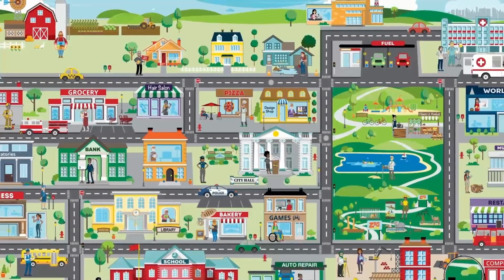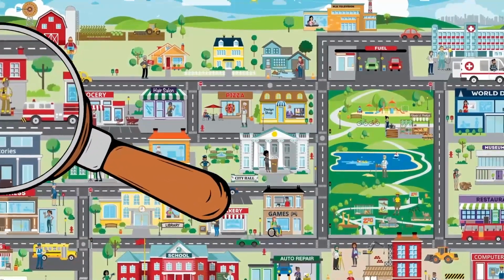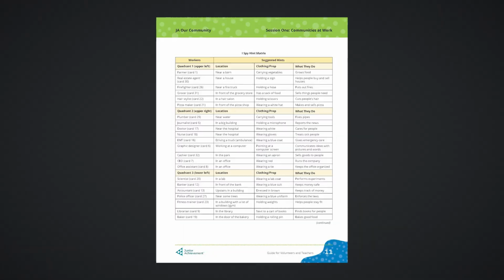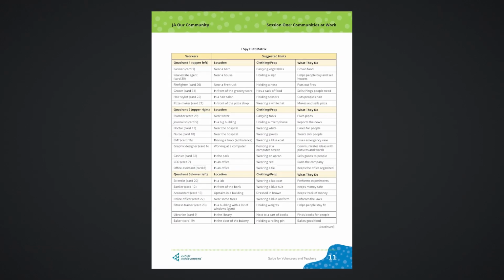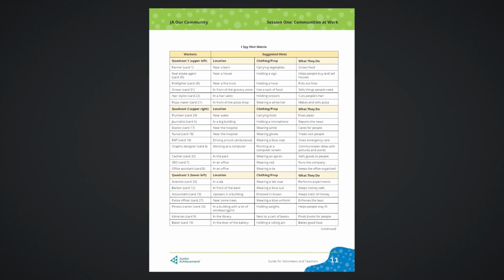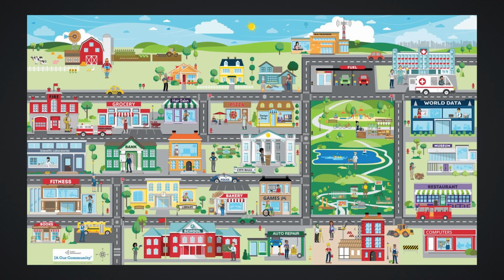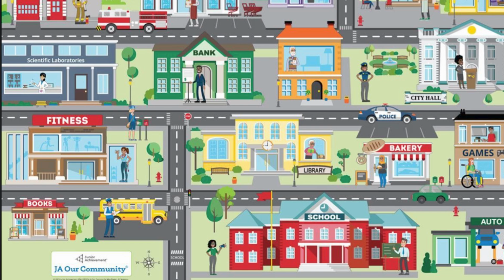Direct students' attention to the JAR community map and invite students to play a game of I Spy to learn more about workers in the community. Using the hint matrix in the guide, ask students to guess the person on the map as you share clues with the class. Make sure to move around the map as you give clues so students can see different sections of the community map.